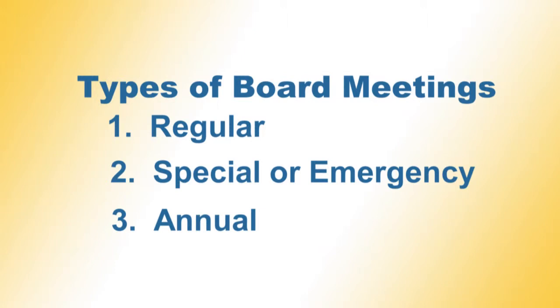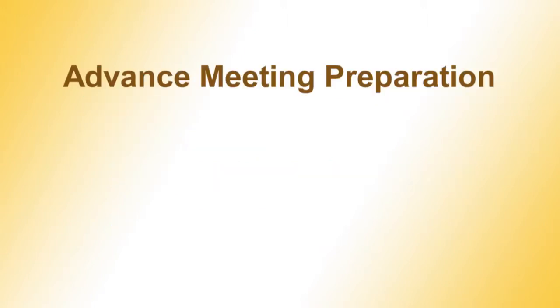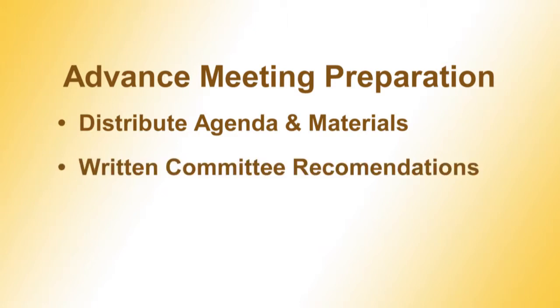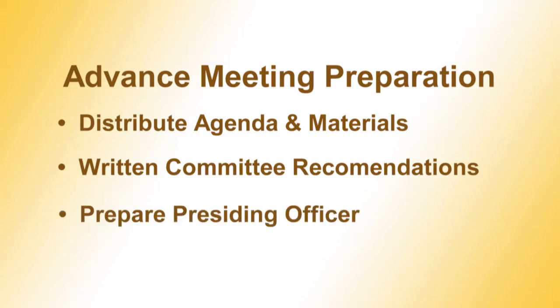Some CAAs make their annual meeting a fundraising event. Advanced preparation makes for better meetings. Useful preparations include distributing the agenda and materials in time for members to review them before the meeting, including written committee recommendations with the agenda, and prepping the presiding officer on agenda items and how each item is to be handled. The agenda should identify which of the three actions the board should take on each item.